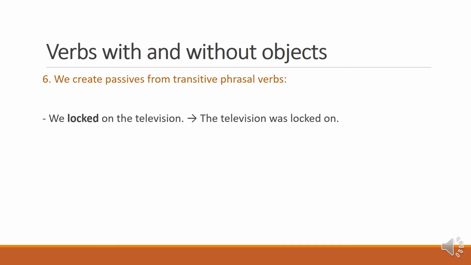Rule number 6 is, we create passives from transitive phrasal verbs, like, we locked on the television. The television was locked on.